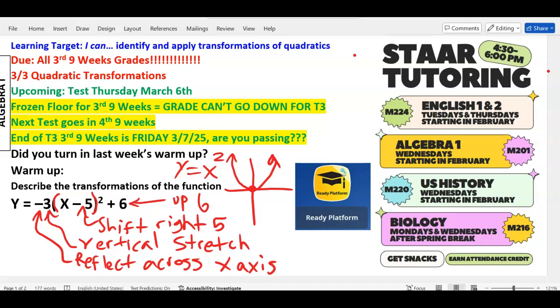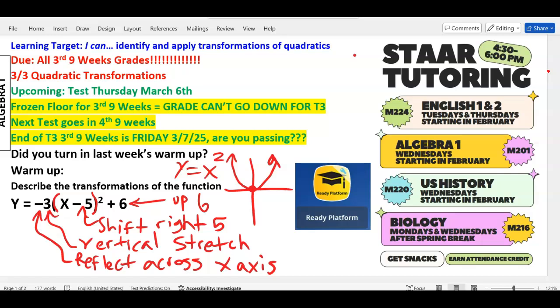So please have a Chromebook, use Desmos. But that's your warm-up for Monday. If you were absent Friday, turn in last week's warm-up. Today you're working on the assignment. It's actually not going to be on behind me because it's for the fourth 9 weeks. This that you got on Friday or today, work on this.